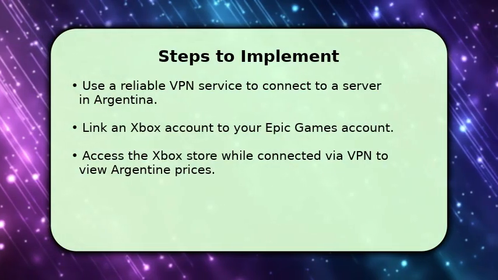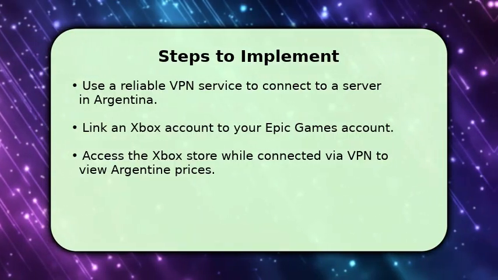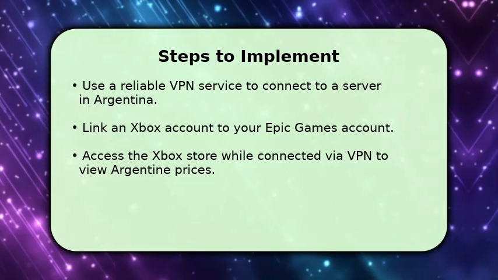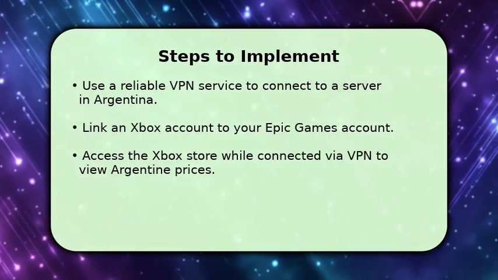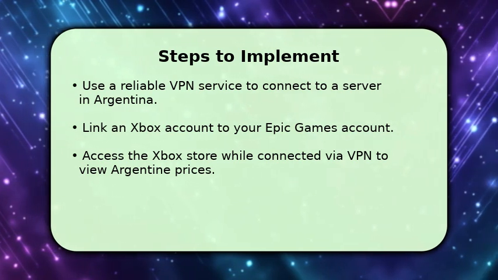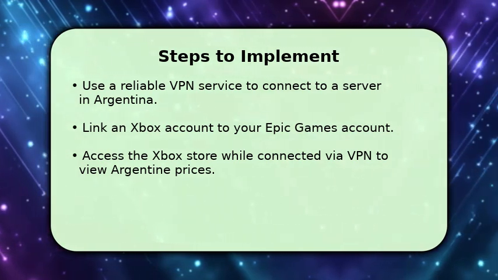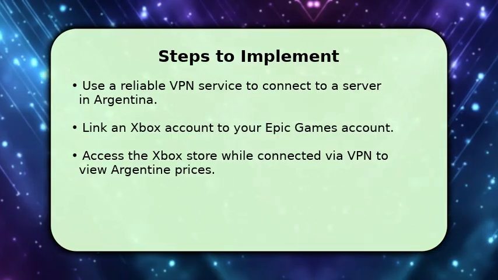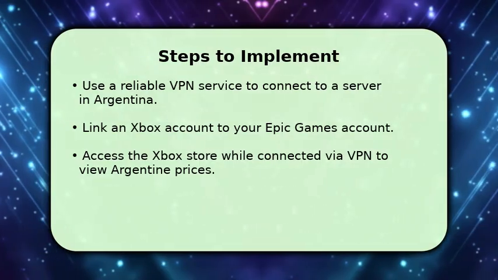To implement this method, you'll first need a virtual private network, or VPN, set to an Argentine server. Then, you'll need to ensure an Xbox account is linked to your Epic Games account. A crucial step is securing a payment method that is accepted in Argentina, such as a prepaid card. Once these are in place, you can try purchasing V-Bucks through the Xbox store while connected via VPN.